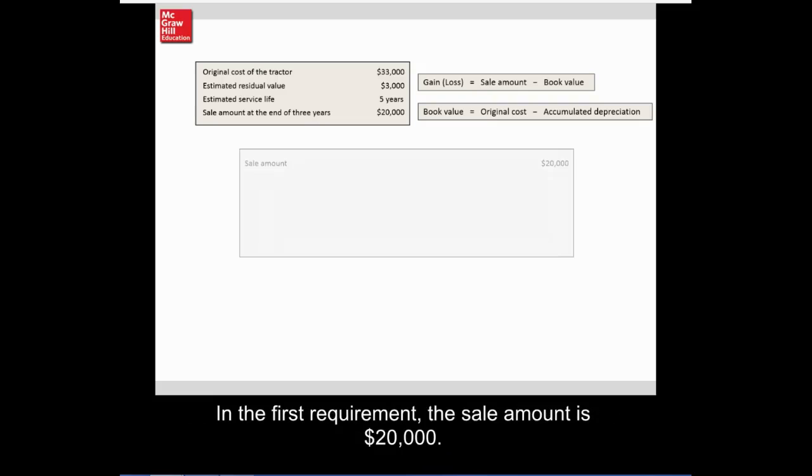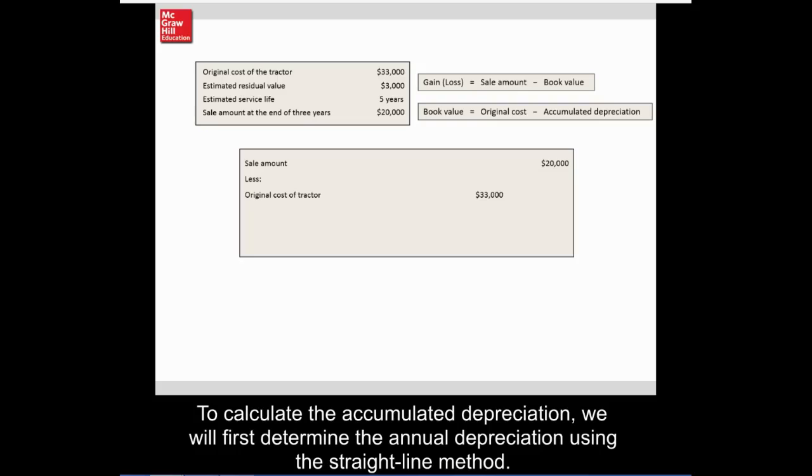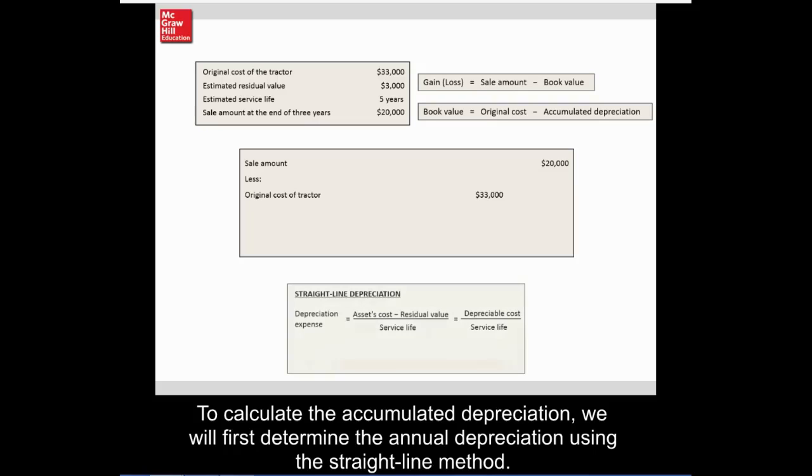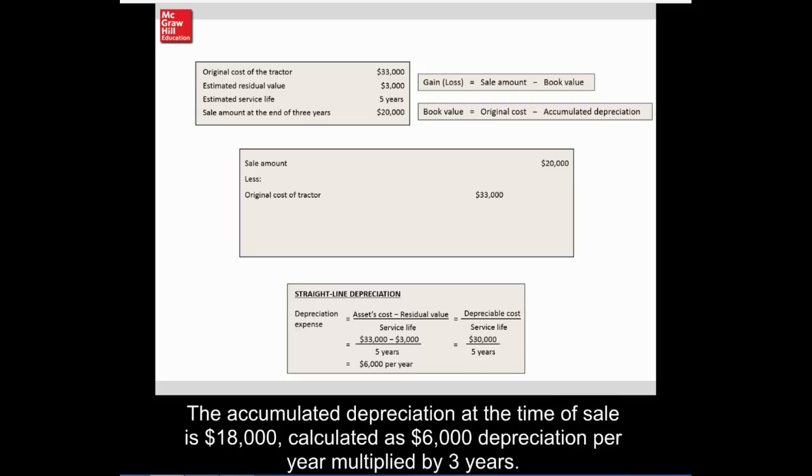In the first requirement, the sale amount is $20,000. The original cost is $33,000. To calculate the accumulated depreciation, we will first determine the annual depreciation using the straight line method. The annual depreciation is calculated as $6,000, which is the depreciable cost of $30,000 divided by the 5-year service life. The accumulated depreciation at the time of sale is $18,000, calculated as $6,000 depreciation per year multiplied by 3 years.